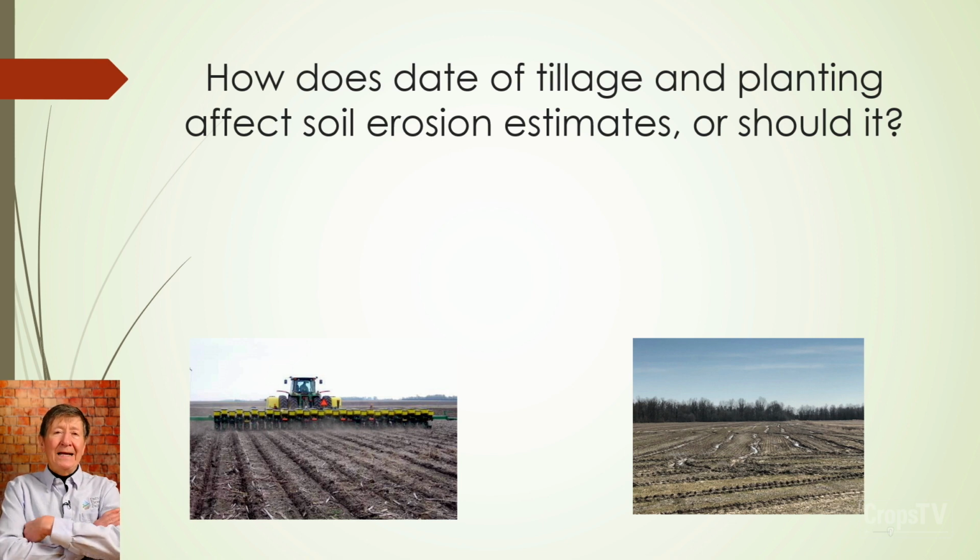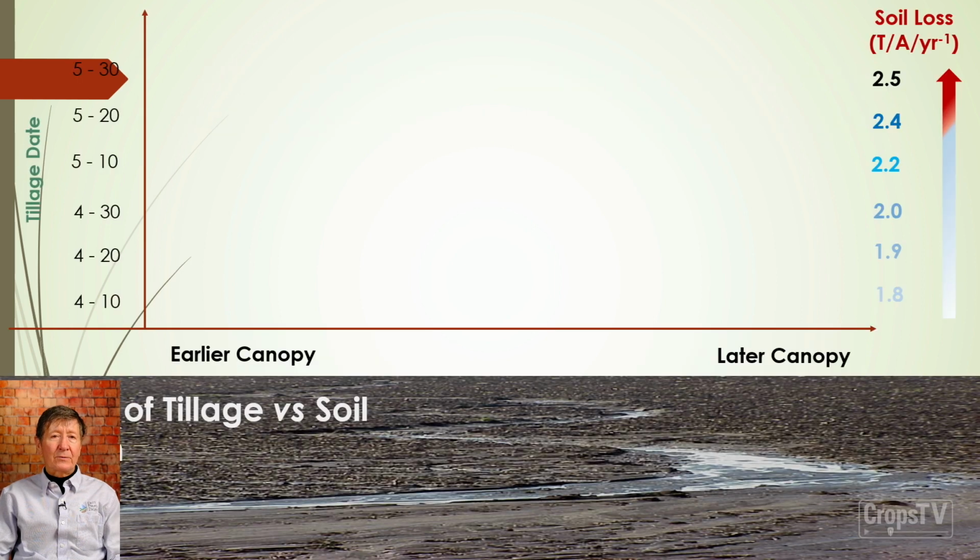So how does date of tillage and planting affect soil erosion estimates? Or should it? We've used this Daily Erosion Project model, and we've asked the question, if we moved our tillage and planting date earlier in the spring, what would the erosion rates be? If we moved it later in the spring, would it affect those soil erosion rates? And we've got those results for you.